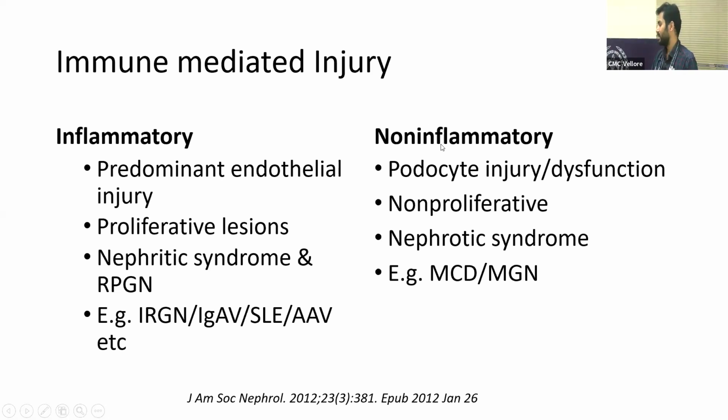Whereas non-inflammatory lesions affect only the podocytes, either podocyte damage or dysfunction. These will not have any inflammation, so they will not have much proliferation either. So they present with nephrotic syndrome. Examples are MCD or membranous glomerulonephritis.